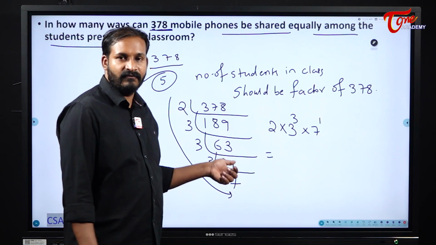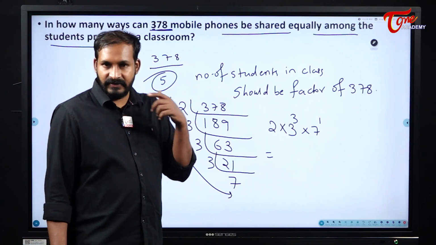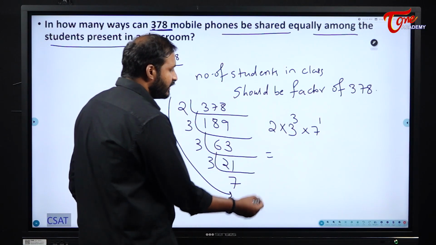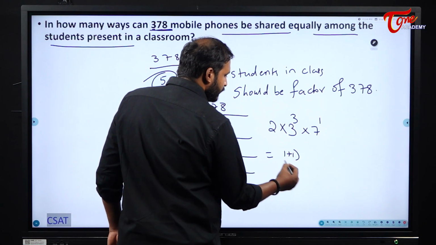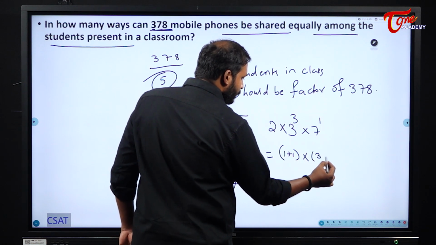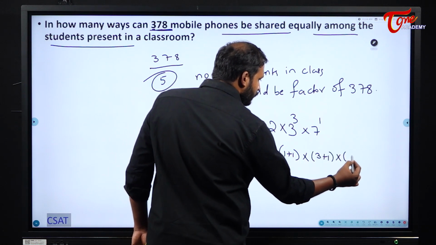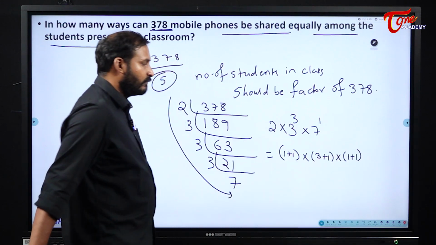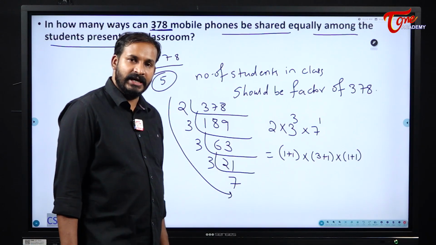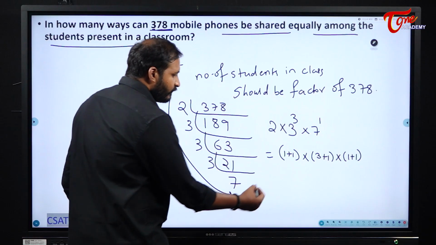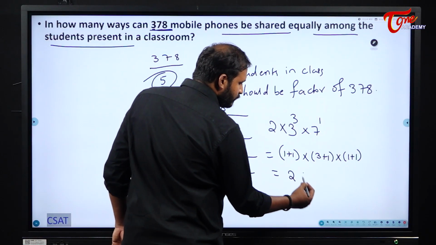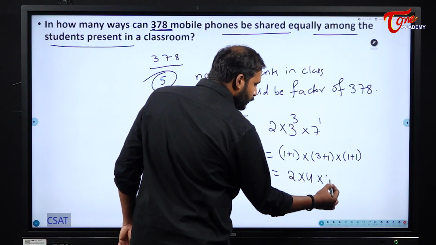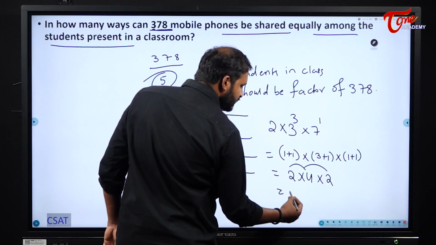How do we find the number of factors? We have seen in our previous session. Okay, so what will I get here? 1 plus 1 into 3 plus 1 into 1 plus 1. Add 1 to the powers and multiply them. Okay, so to find the number of factors, what does it become? 2 into 4 into 2. 2 4s are 8, 8 2s are 16.